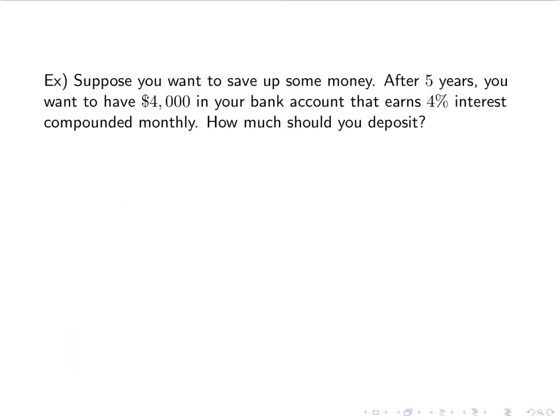Suppose you want to save up some money. After 5 years, you want to have $4,000 in your bank account, and that bank account earns 4% interest compounded monthly. How much should you deposit? So how much should you deposit is P. After 5 years, you want $4,000. So that's the future amount, the amount that I want after the interest.